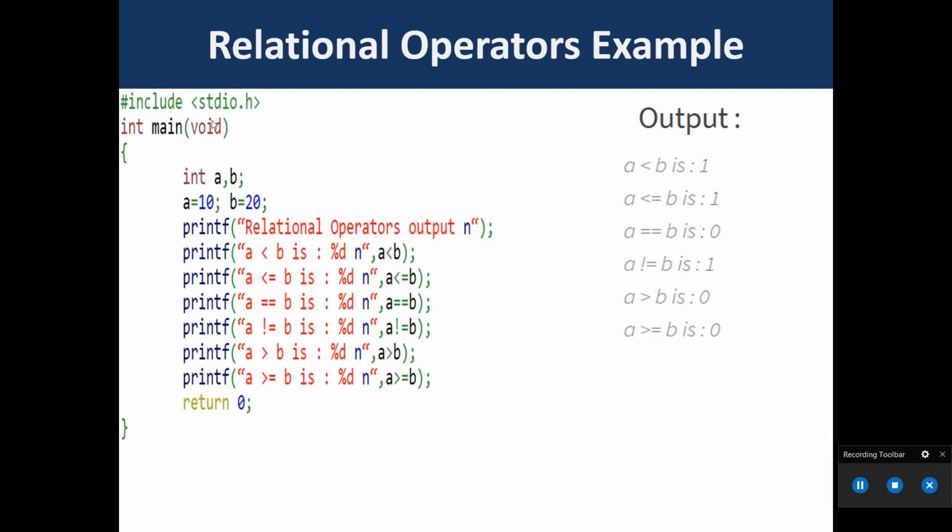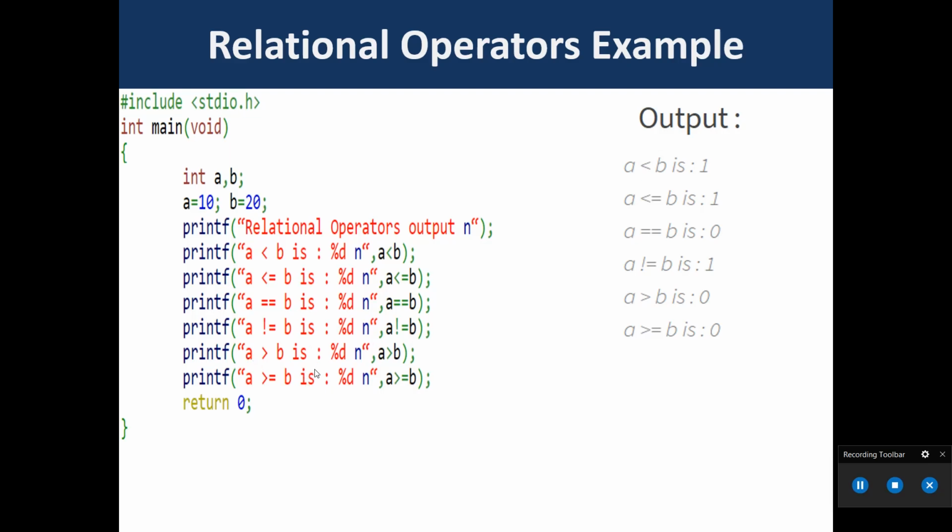#include <stdio.h>, then int main, then the variables are int a, b, a is equal to 10, b is equal to 20. printf "Relational operator output", and printf "a < b is %d", a < b. printf "a <= b is %d", a <= b. Then printf "a == b is %d", a == b. printf "a != b is %d", a != b.